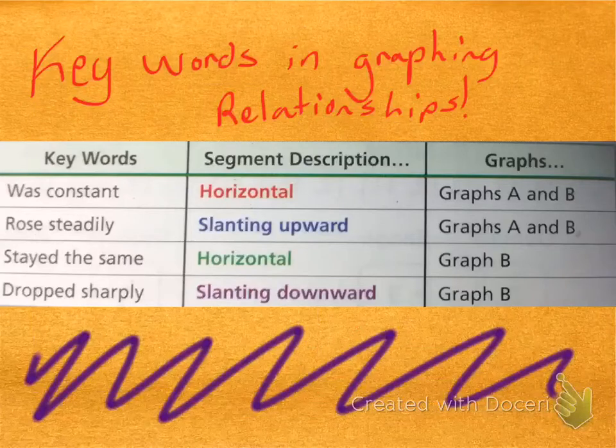Alright, now we didn't go over discrete because discrete's just points on a graph. So if you ever see just points on a graph, that's discrete.